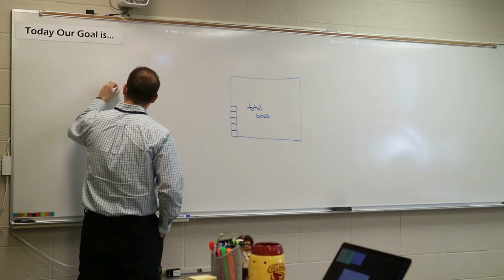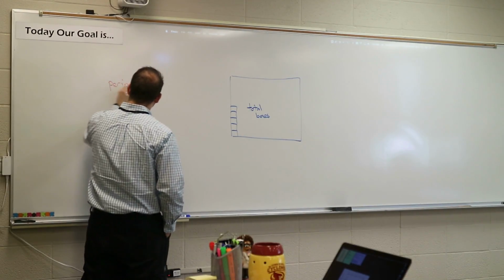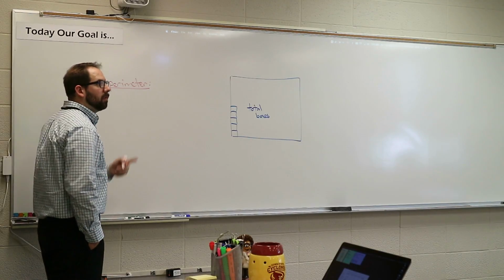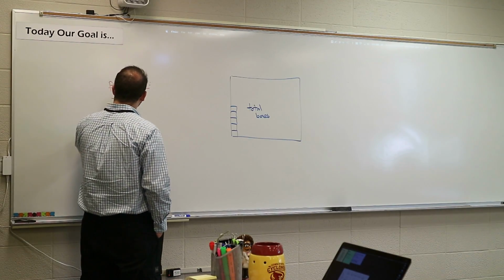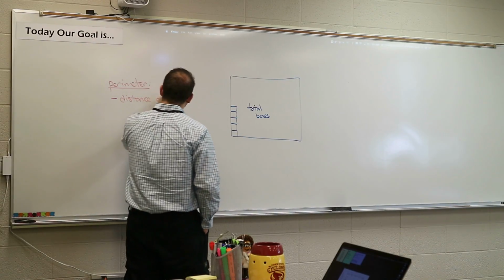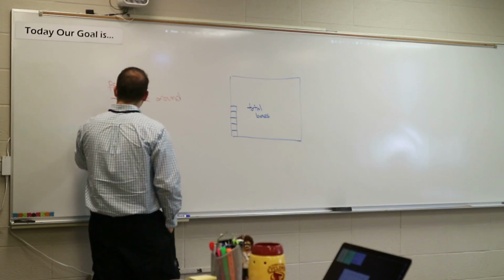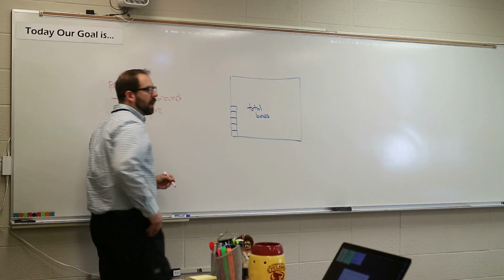We learned perimeter yesterday. Okay, what did perimeter mean on an object? Outside. Yeah, it's the distance around the object, right? The outside. It's around the figure, right? So how you find perimeter is you add up the walls.